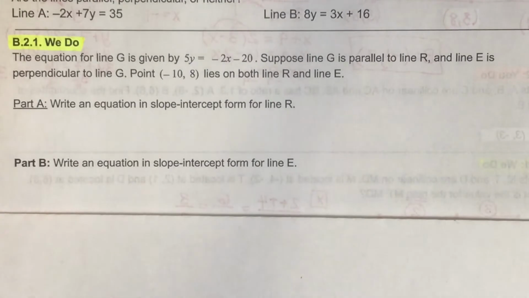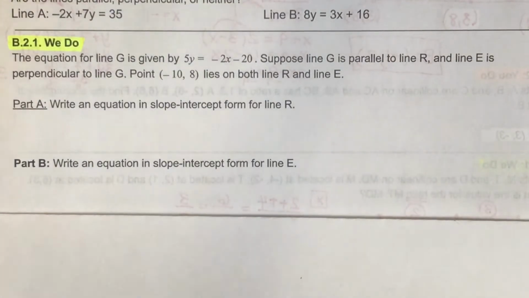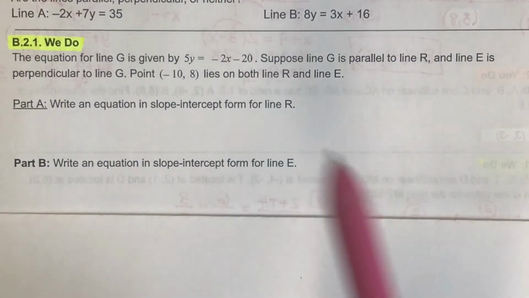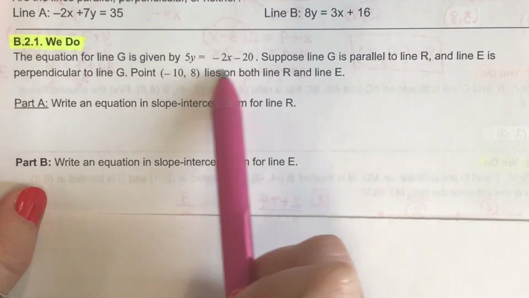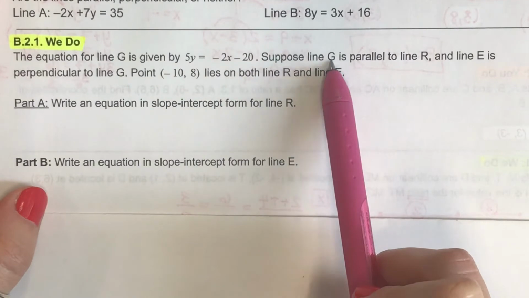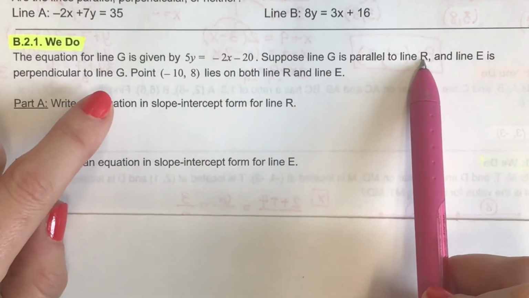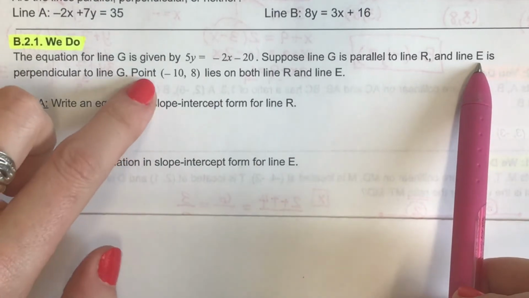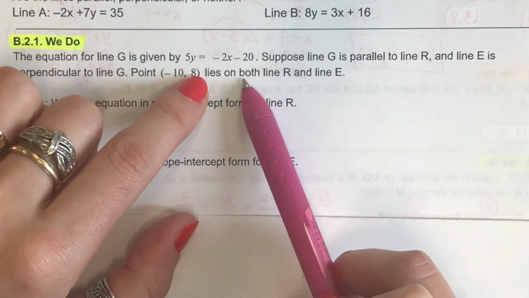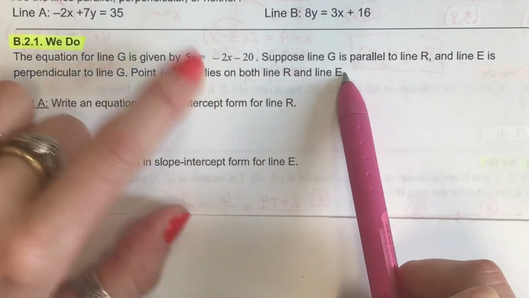So for example 2, we're actually going to write an equation of a parallel and a perpendicular line, still using the same ideas that I used for my last problem here. So the equation for line G is given by this equation right here. Suppose G is parallel to R and E is perpendicular to G. Point -10, 8 lies on both R and E.